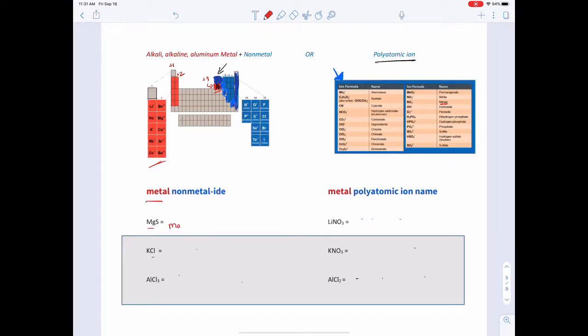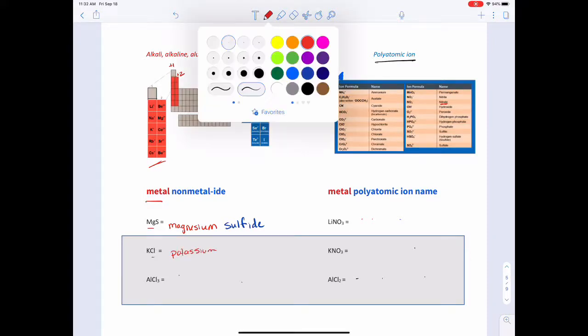So we say magnesium sulfide, and potassium chloride.